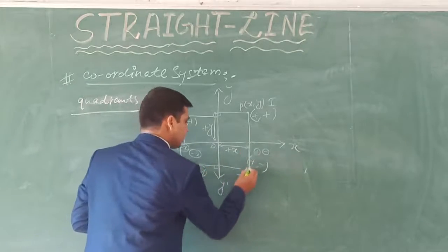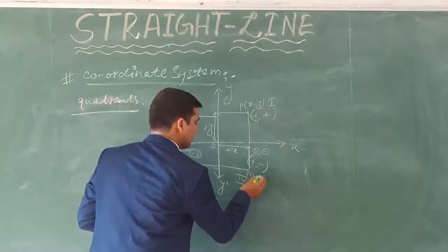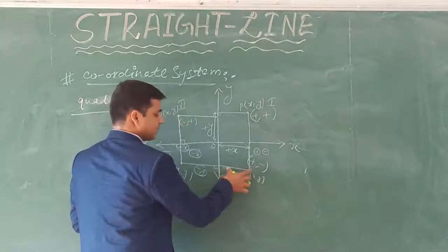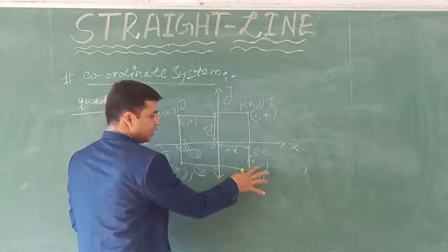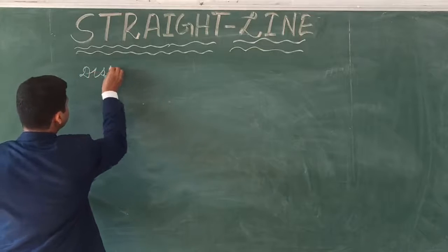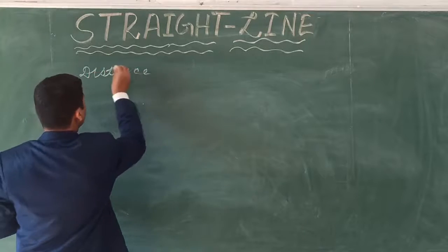Again the same thing here, we are considering a point P (x, y), and this one has positive x, meaning plus x, and this one has negative y. So it... distance formula.